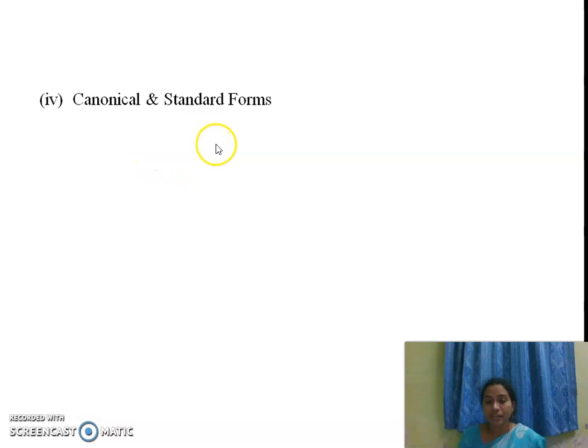Then the fourth one, canonical and standard form. Canonical and standard form means, as we already learned SOP form and POS form, now we want to write the standard SOP form. The standard SOP form is also called the min-term form. The standard POS form is also called the max-term form.